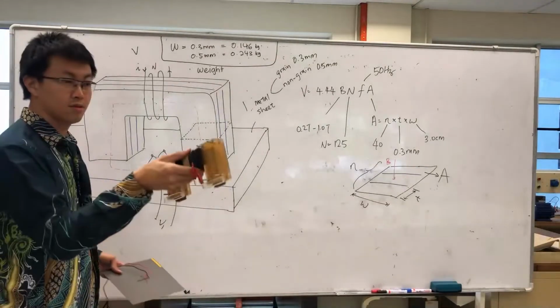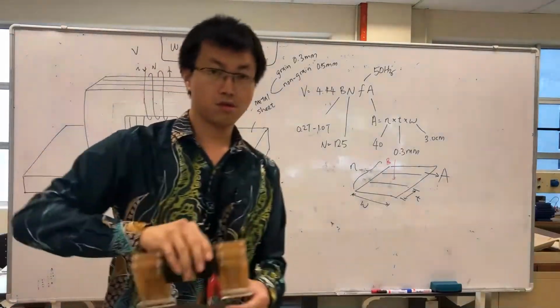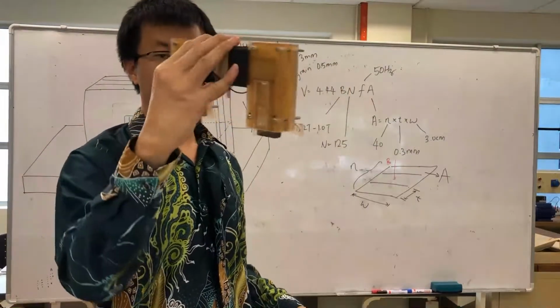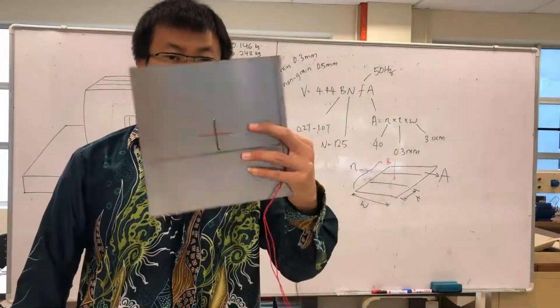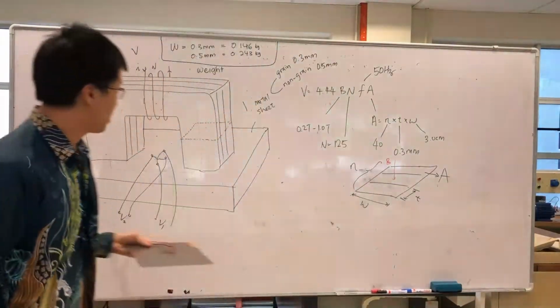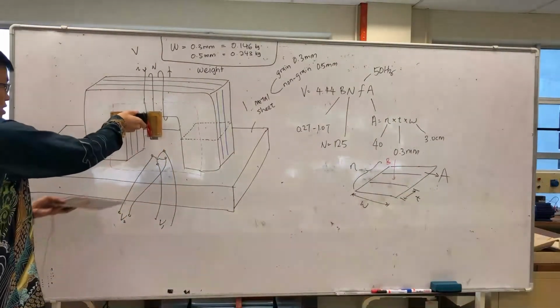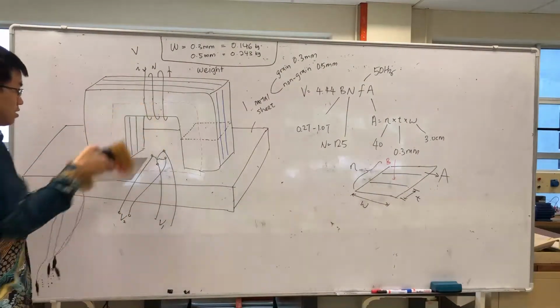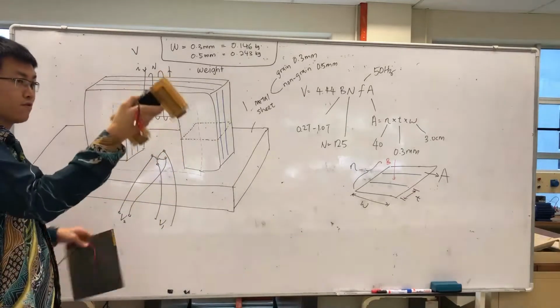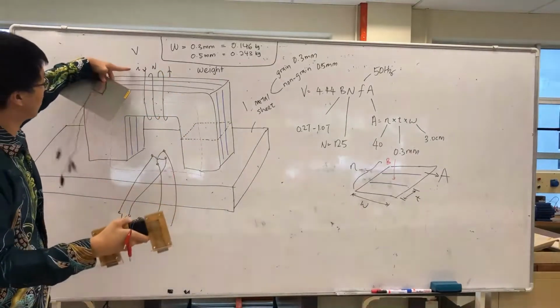We have a yoke. This is the yoke. We have a tester sample, a single sheet, and when I draw it in here, it becomes like this. Then we have the input of the voltage from here, which is the same from here.